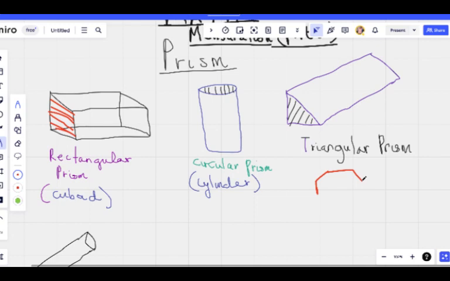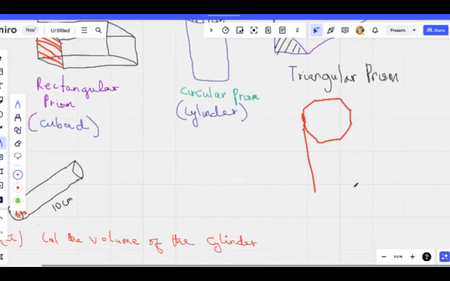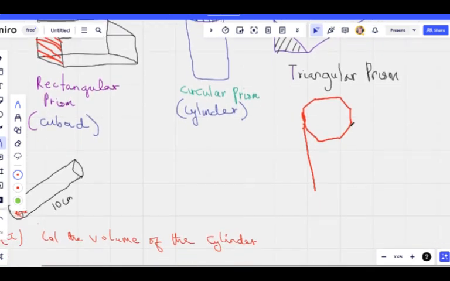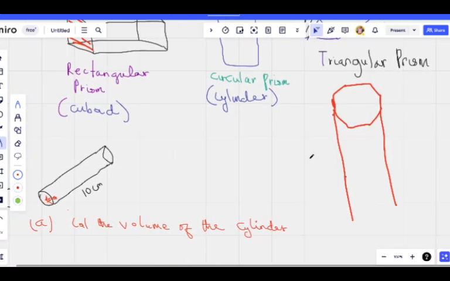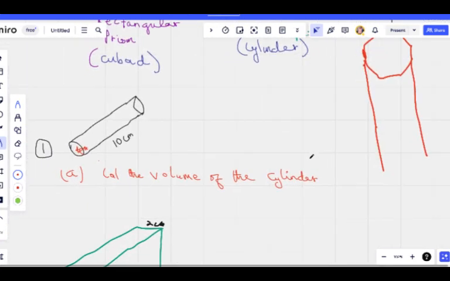So we have different types of prism. If you have this base as a hexagon, then we say the object is a hexagonal prism. You draw it down to meet the next hexagon. The next face at the bottom is the same hexagon. So that type of prism is called a hexagonal prism. We have many different types of prism.